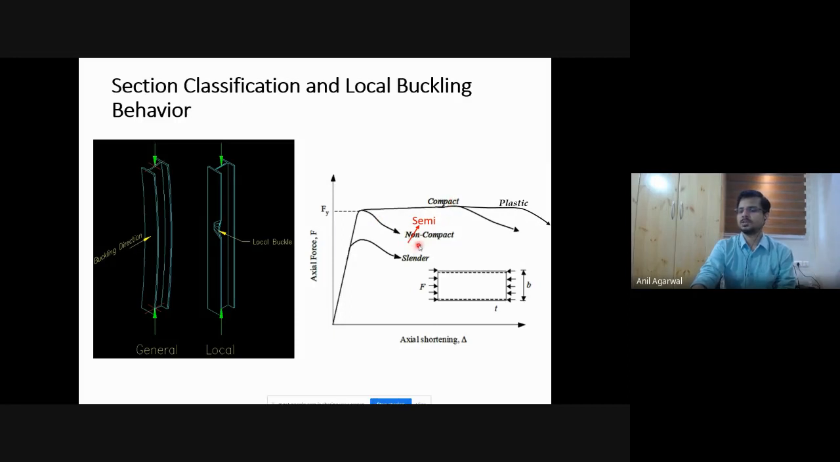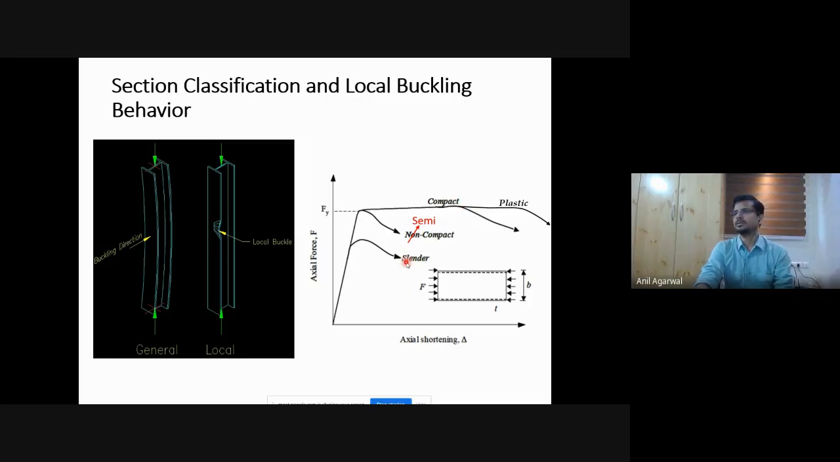Actually, I had stolen this picture from the internet. In the US, I think they call it non-compact, so that's why the terminology here was non-compact. In India, we call it semi-compact, but the idea is the same. So slender, semi-compact, and compact. These are the three important classifications. Plastic is another one, but plastic we will need to use only when we go for plastic design. There is a section of steel design which is plastic design, right? Where you assume the hinges to have been formed, and then you design based on that capacity. We are not covering that.